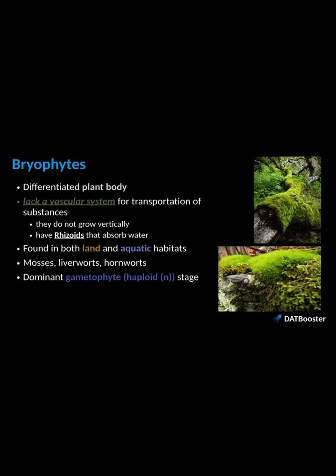Okay, let's take an in-depth look at a bryophyte. So we do have that plant body, we do have body differentiation, but we do not have a vascular system. That's going to be important for transportation of substances, like water. Think about it, a long big tree with leaves has to transport that water from the roots all the way up to the top of its leaves. That's not going to happen with a bryophyte because we do not have that vascular system. So that means they cannot grow vertically. They have to grow horizontally. So all this moss over here, horizontal, close to the ground, close to the water.